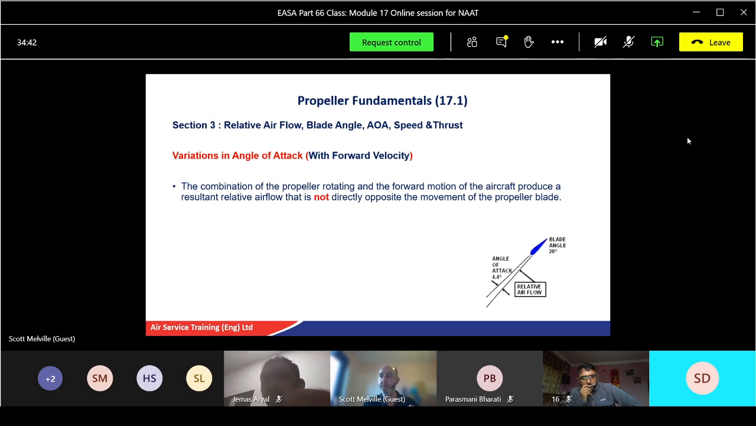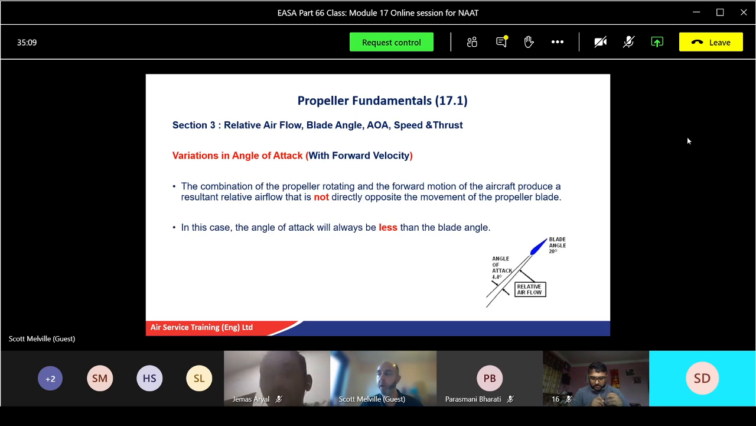We're going to decrease. So a good way to remember is increased forward speed, decreased angle of attack. Okay, that's the easiest way to remember. Increased forward speed, decreased angle of attack. By not changing anything mechanically, that's just purely relative airflow. So increased forward speed of the aircraft, decreased angle of attack of the propeller blade, between your chord line and your relative airflow. So there we go.